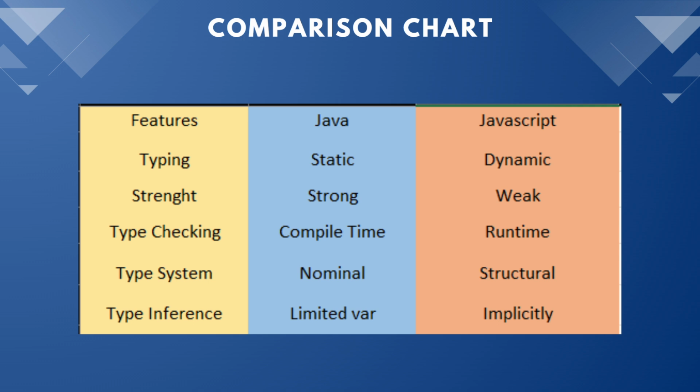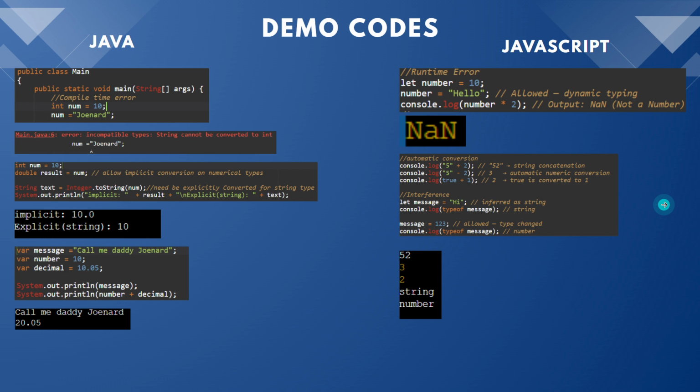For the comparison chart, we have Java as static and JavaScript as dynamic. For strength, Java has strong typing and JavaScript has weak typing. For type checking, as we said, Java is compile time and JavaScript is runtime. For the type system, it is nominal for Java and structural for JavaScript. For type inference, Java has limited type inference via var, and for JavaScript, it is automatic or implicit coercion.